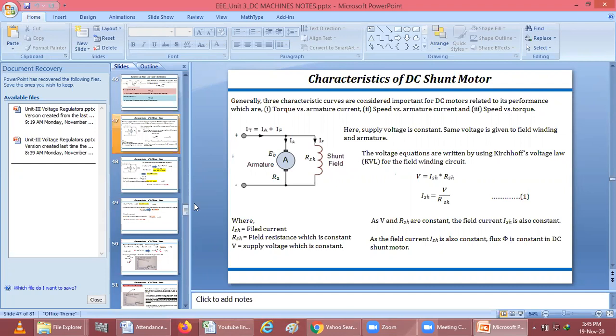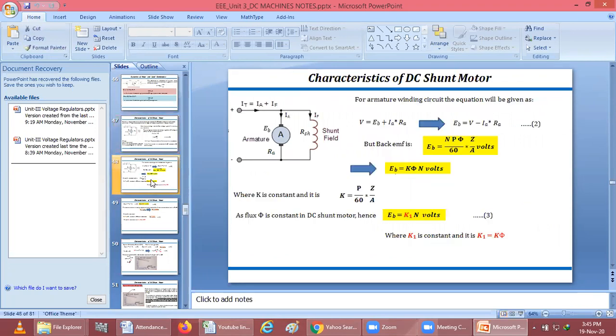Now we can see this in the form of equations. We have already learned these equations in the EMF equations, so you need to understand them. Now, if we apply KVL here, the total voltage V equals the voltage across the armature, that will be EB.